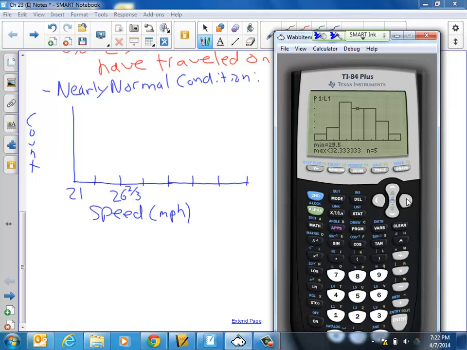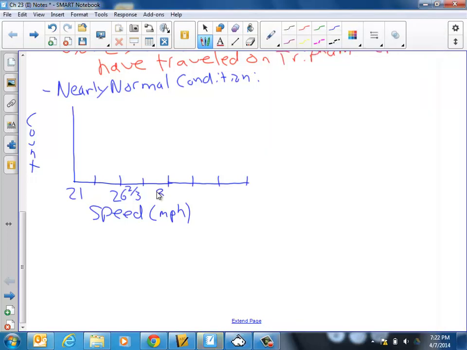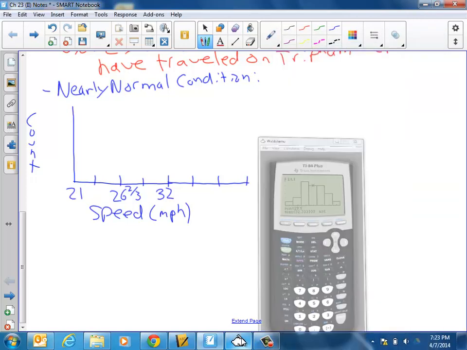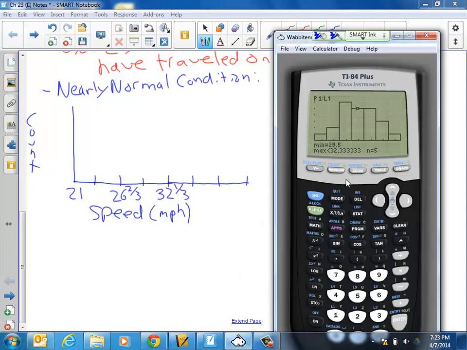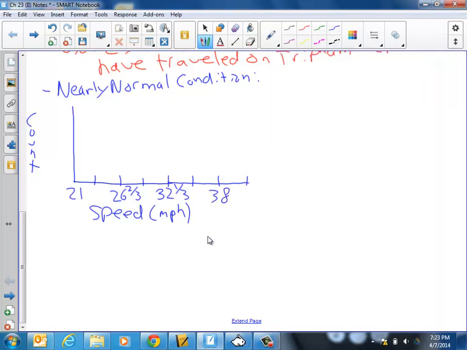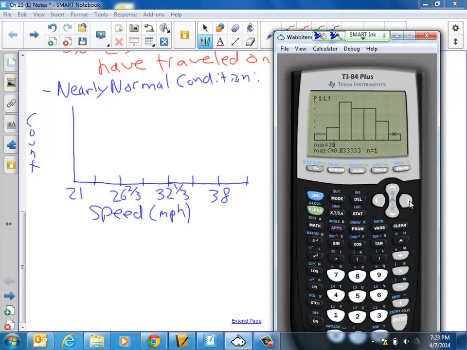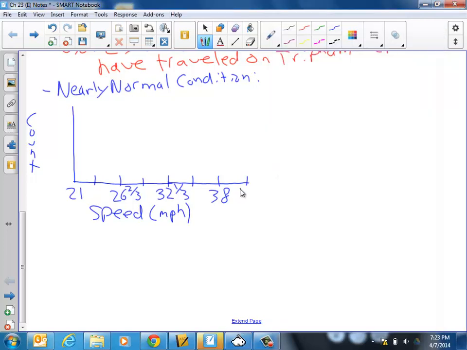Let's see that I'm doing this right. 1, 2, 3, 4, 5. Okay, so 32 and 2/3. Or was it 1/3? Let me check. 32 and a third. Okay. If we go 2 more to the right, we've got an upper bound of 38, making this last one an upper bound of 40 and 5/6. Okay, all right. So there are the cutoffs for those bins.